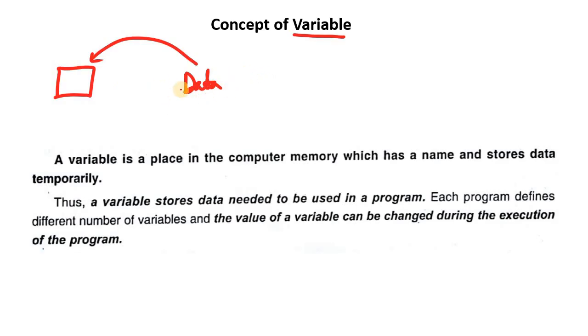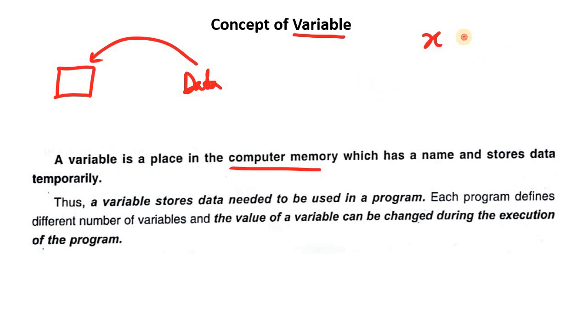Say for example, someone's name, and also I can store someone's age. Okay, so age is a number and name is a string, right? So basically these are two data. So the basic idea is this: a variable is a place in the computer memory which has a name and it stores data. So say for example, let me give you an example.